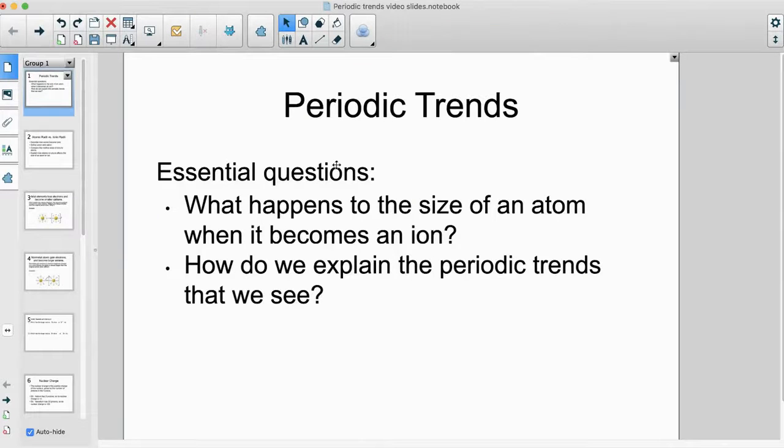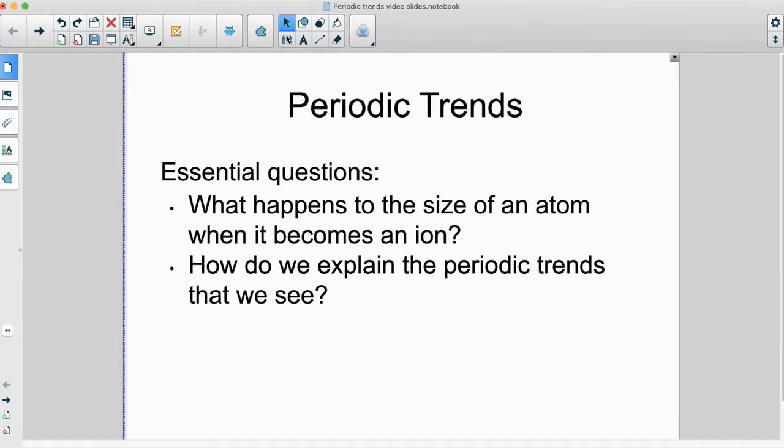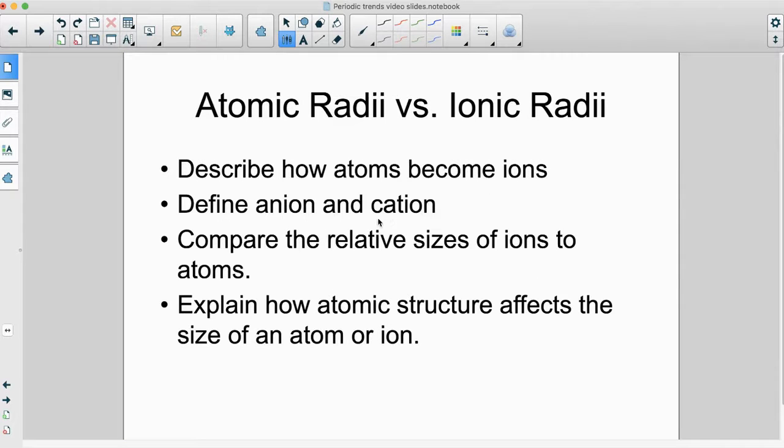Hi students. So this video is on periodic trends, and we're looking at what happens to the size of an atom when it becomes an ion, and how do we explain the periodic trends that we see, specifically the ones for atomic radius. So we're going to look at some atomic radii, size of atoms, versus ionic radii, size of ions.